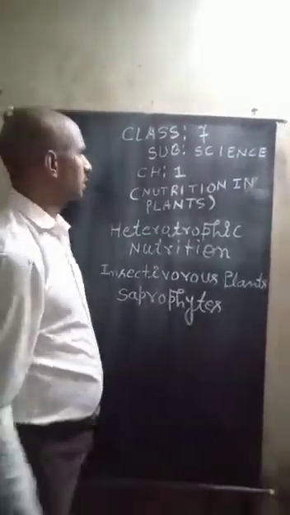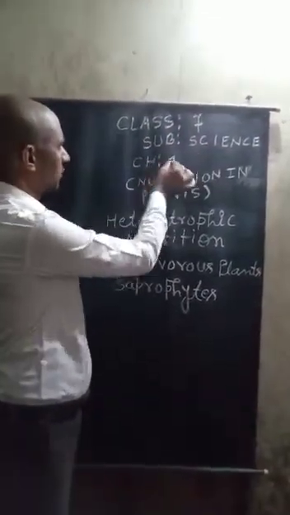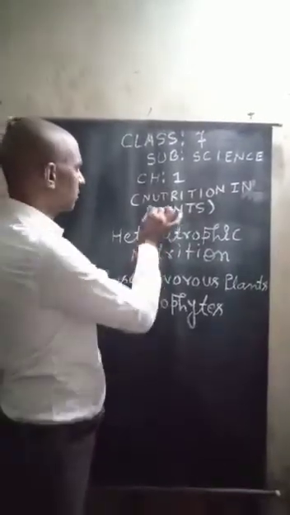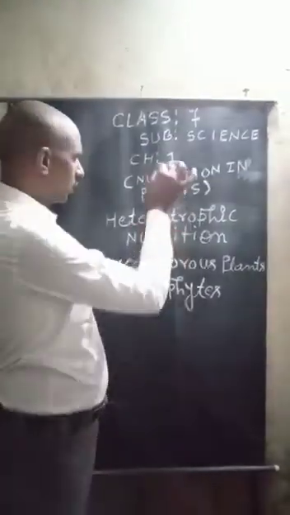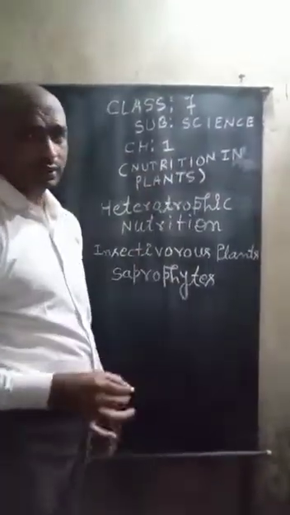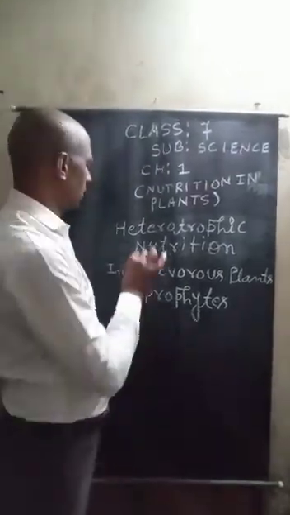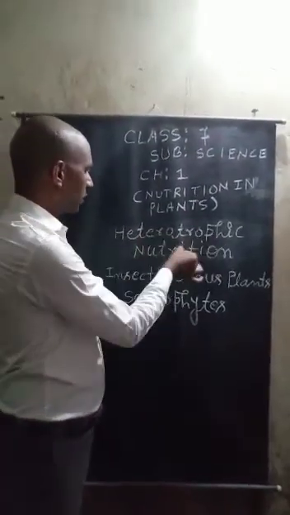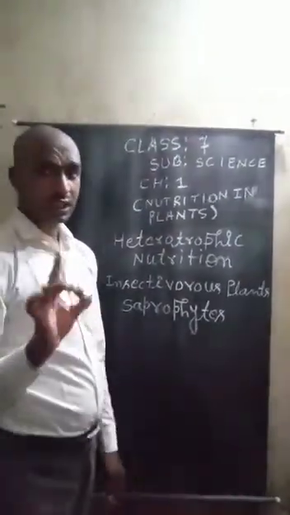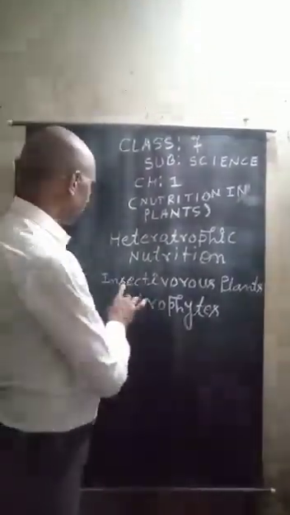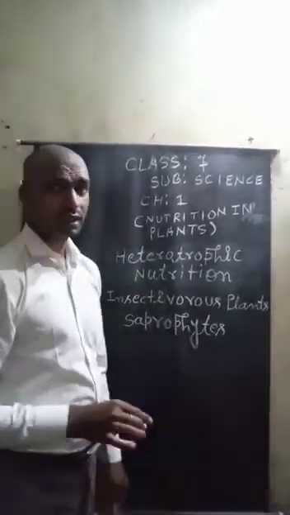I am going to discuss class 7, subject science, chapter 1, and the name of the chapter is nutrition in plants. So inside nutrition in plants, what things we are going to discuss in front of you? That is heterotrophic nutrition. And inside heterotrophic nutrition, there are two topics. One is insectivorous plants and second is saprophytes.